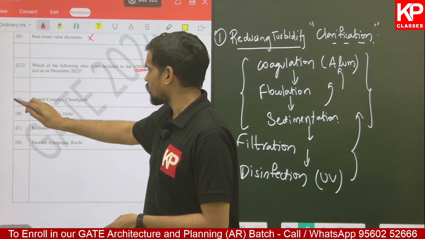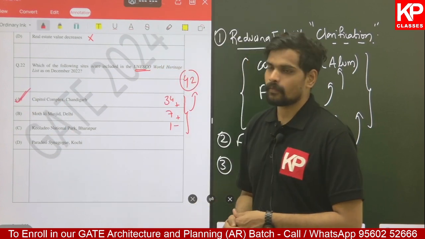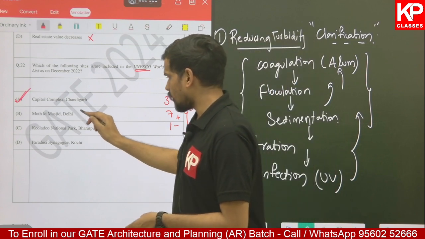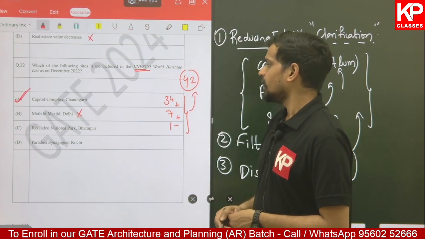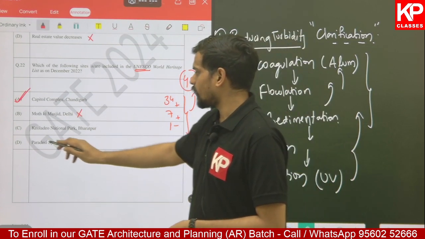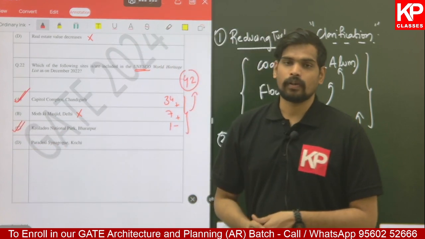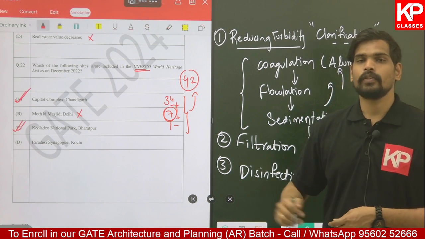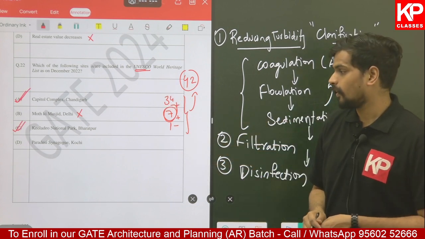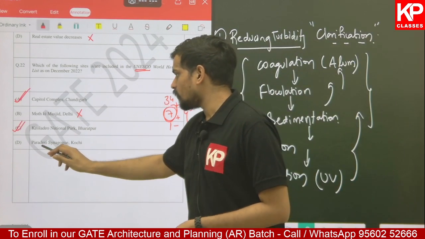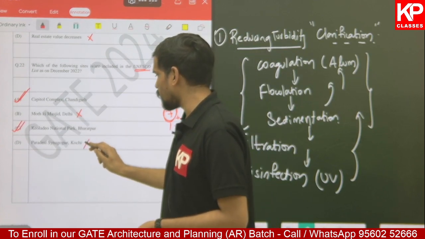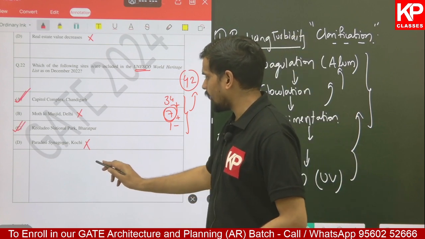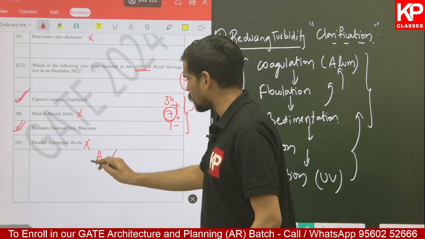Capital complex at Chandigarh, that is a part of UNESCO World Heritage Site. Moth Ki Masjid in Delhi, that is not a part of UNESCO World Heritage Site. Keoladeo National Park of Bharatpur in Rajasthan, that also is a UNESCO World Heritage Site. It comes under these 7 natural sites of the UNESCO listed World Heritage Sites in India. Then you have Paradesi Synagogue of Kochi, which is not a part of UNESCO World Heritage Site as such. So from this, the list of World Heritage Sites include A and also C.